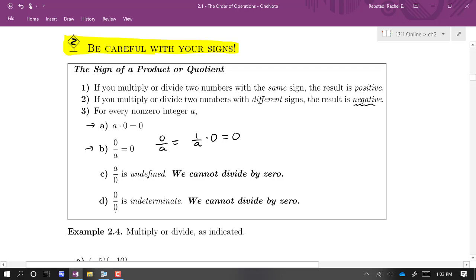And 0 over 0 is indeterminate. We cannot divide by 0. There's a subtle distinction in mathematics between something being undefined and indeterminate. That doesn't change the fact that we just cannot divide by 0. So basically, if you encounter either of these, you could just say doesn't exist, or we can't do that, or can't divide by 0. We just want to make sure that we don't end up with a 0 as a denominator.